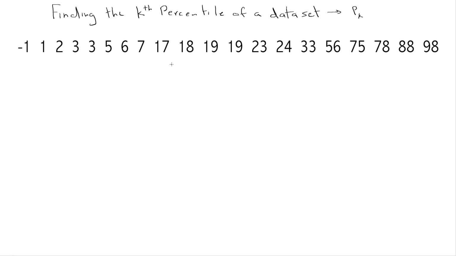And now that we have our data in order, we will start computing a locator value using what's called a locator function. This locator function will look like this. It'll be L, that'll be our locator value, equaling K, our percentile, divided by 100. And then we multiply by our sample size. In this particular case, our sample size, if we count on through here, is going to be 20. There's 20 data values listed above.